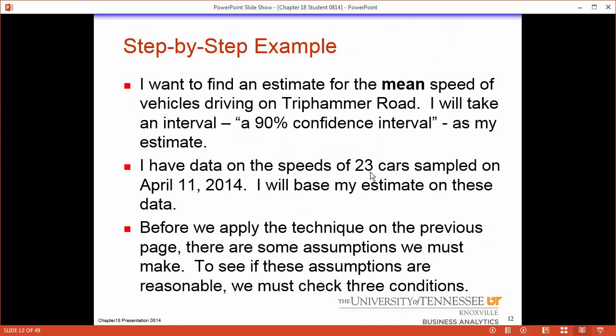If we want to do the estimates for this problem, let's take a look at it. We are going to make a 90% confidence interval. We have data on 23 cars sampled on April 11th, 2014. So let's see if our assumptions hold so we can use these techniques.